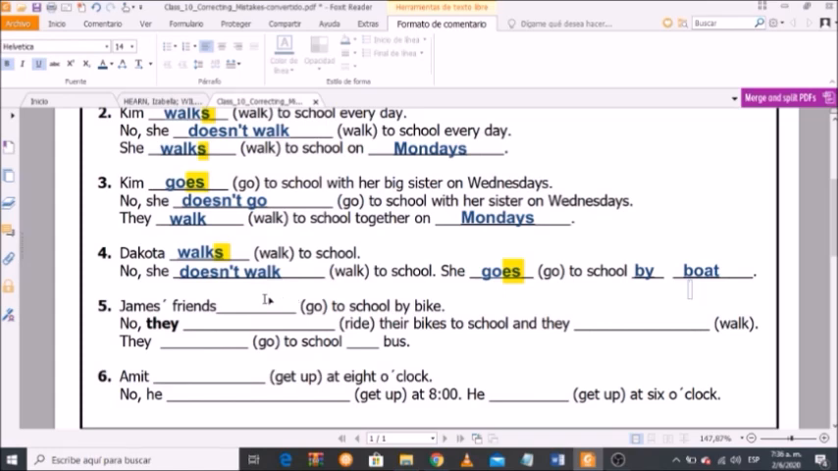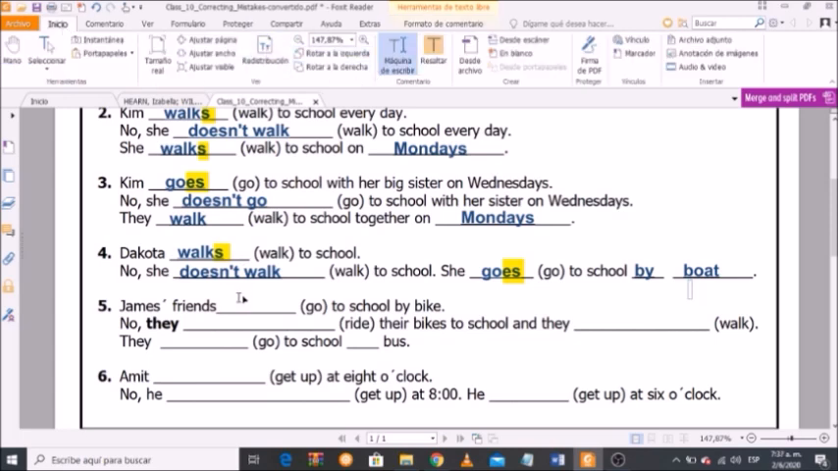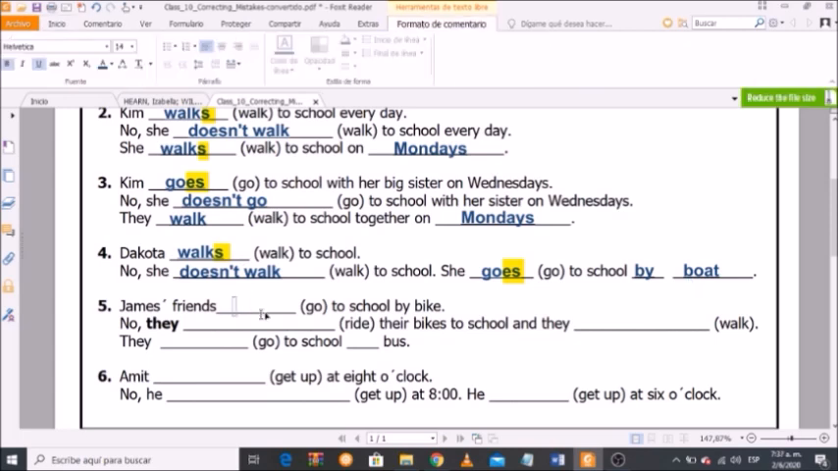So, number 5. James' friends to school by bike. So we write, James' friend go to school by bike. And is this correct? Go or goes?